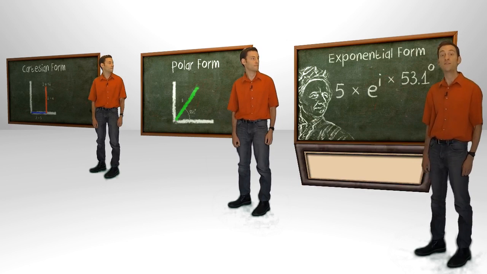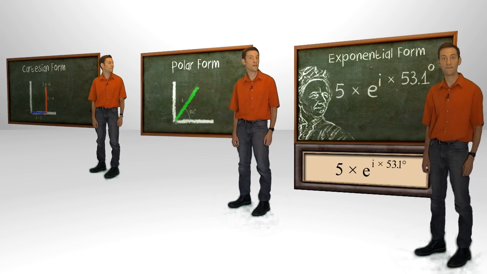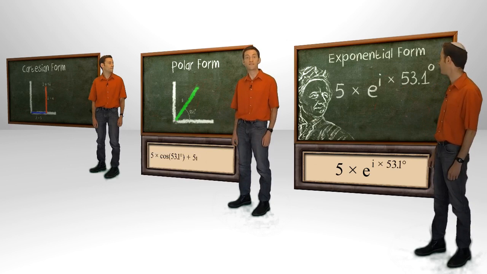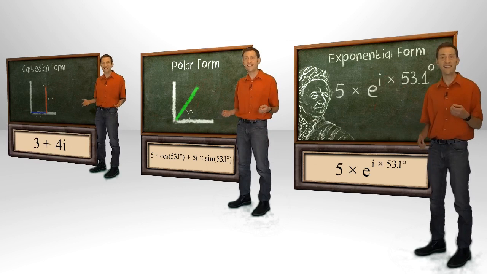So 5 times e to the i times 53.1 degrees is equal to 5 times the cosine of 53.1 degrees plus 5 times i times the sine of 53.1 degrees, which is equal to 3 plus 4i. What use is this set of equations to us?